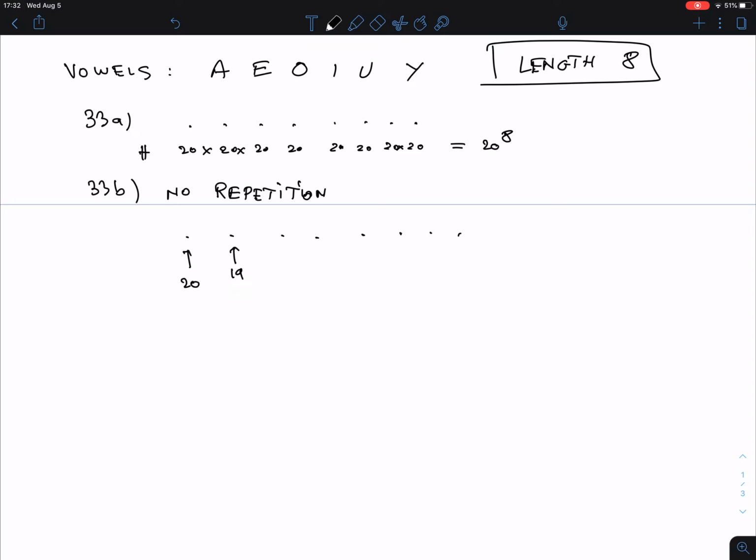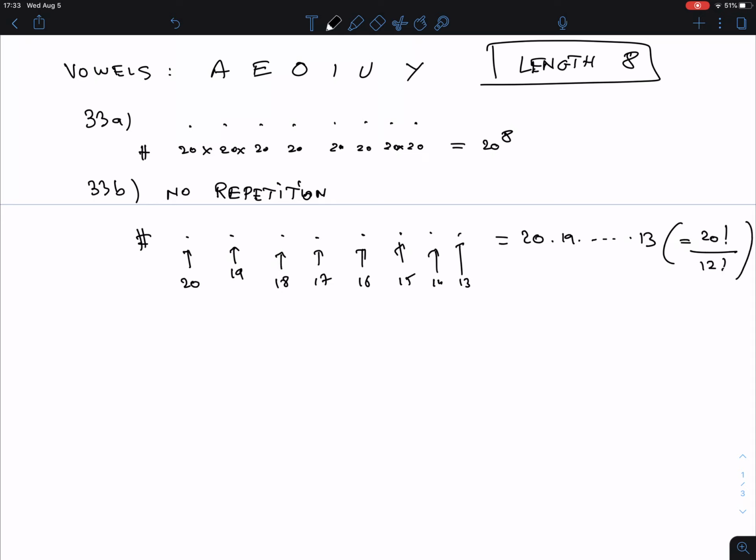Say I put B. So now Z and B are used. So for the next one, I cannot use either of them. I can never use a vowel. So there's 18 left. Okay, and so I hope you get it. This is 17, this is 16, this is 15, and this is 14. So the total number, if you want, is 20 times 19 times 18 and so on. Sometimes people write this as 20 factorial divided by 12 factorial. I'll let you think about why that is the same, but it's a shorter way of writing it down.